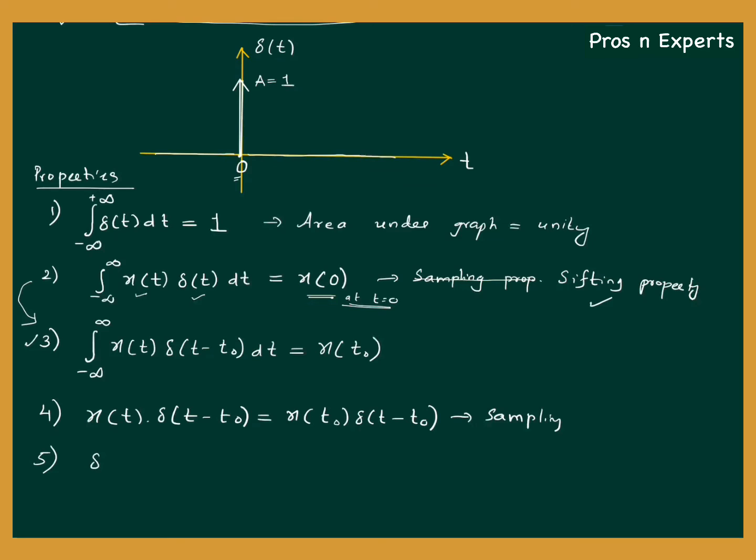Because del of minus t is equal to del of t always, this can also be listed as a property, because del of t is an even signal. So del of minus t is del of t, and del of at is going to be 1 by mod a into del of t. If you want, you can consider these two also as properties. So these are the properties of the impulse signal.